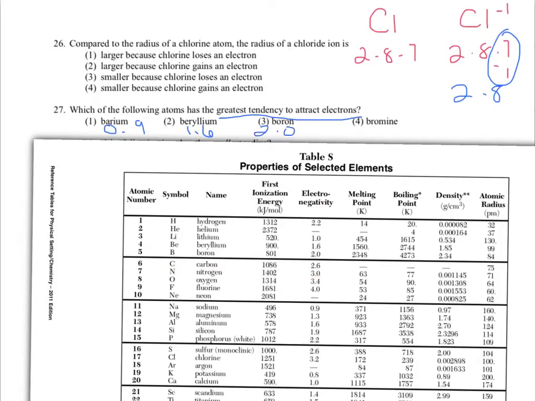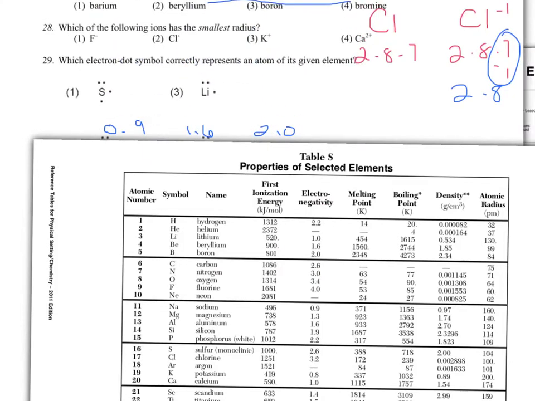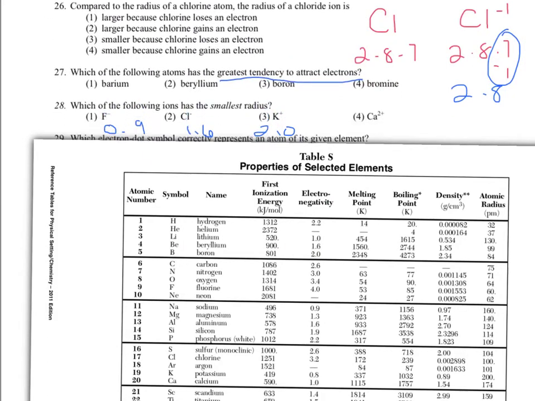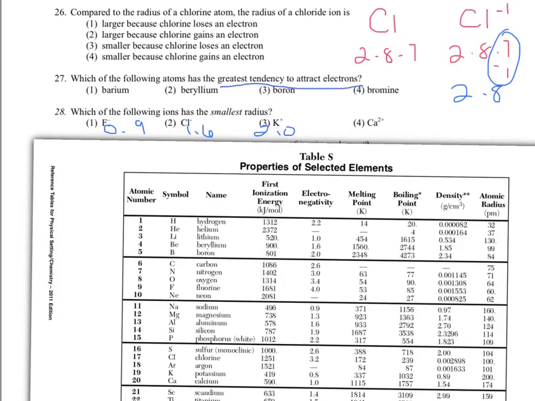And bromine, as we scroll down to element number 35, has an electronegativity of 3.0. Here we are looking for the greatest or largest tendency to gain electrons, so bromine would be the best choice.